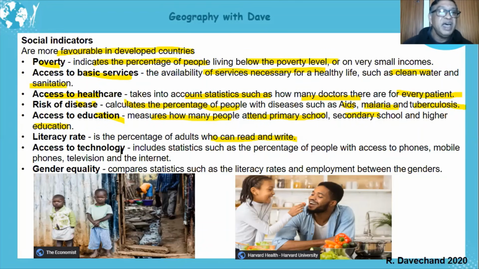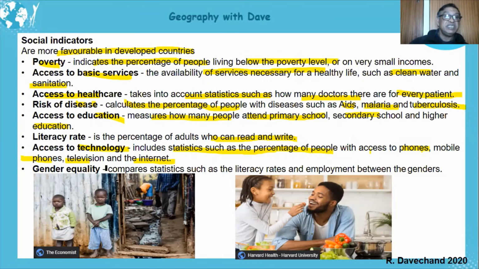It affects your development. Access to technology includes statistics such as the percentage of people who have access to phones. You understand? Mobile phones, television, internet, all these things help you, whether it's with your studies. You noticed when COVID came, those who had internet facilities were able to learn online, compared to others, and the development was happening. And of course, it's lower in LEDCs.